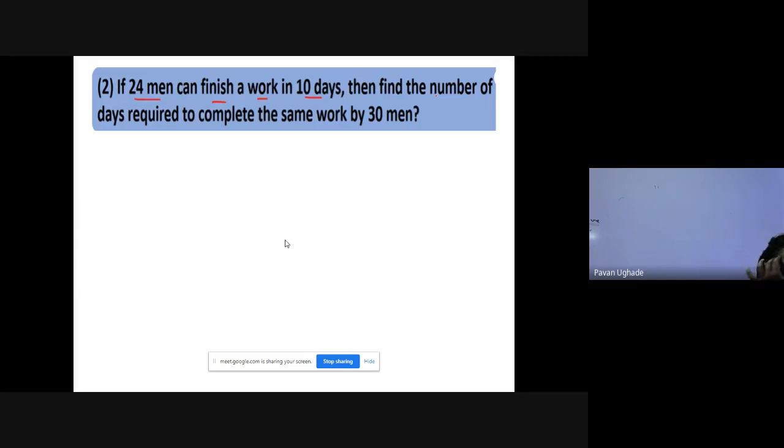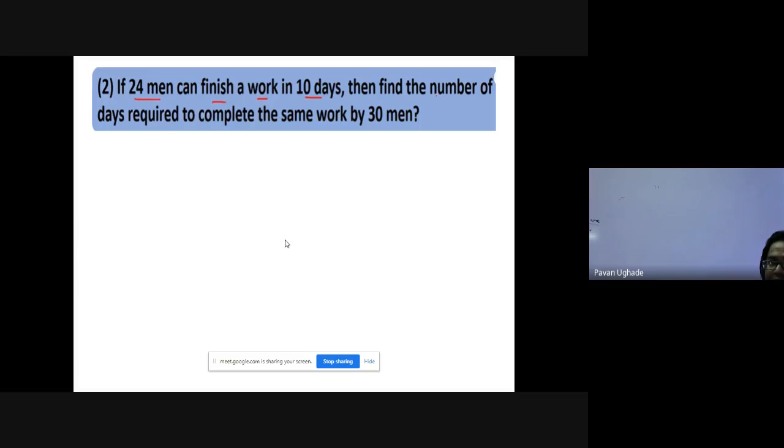If 24 men can finish a work in 10 days, then find the number of days required to complete the same work by 30 men. Can somebody try this? It is a very simple question. Here I can apply my second concept. If the number of men increases, the number of days required to finish the work will decrease. This depends on the second B part that we have discussed.